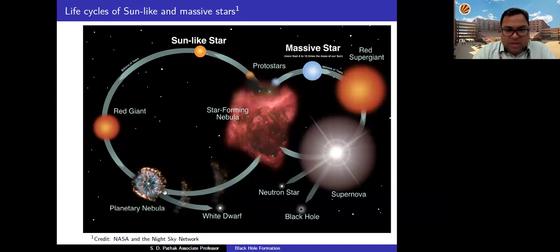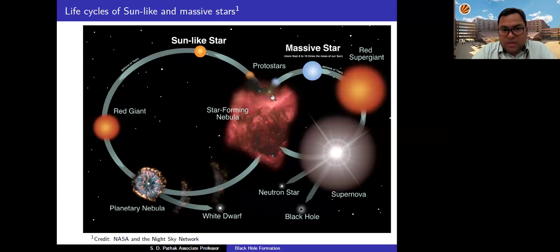Then the quantum degeneracy pressure comes out, and the core will be populated by an electron gas, a fermionic particle, especially the electron, not the neutron. Then it will become a white dwarf. So in a nutshell, if the mass of the star is less than the Chandrasekhar limit, which is equal to 1.39 times the mass of the sun, the death of the star will be in the form of a white dwarf.